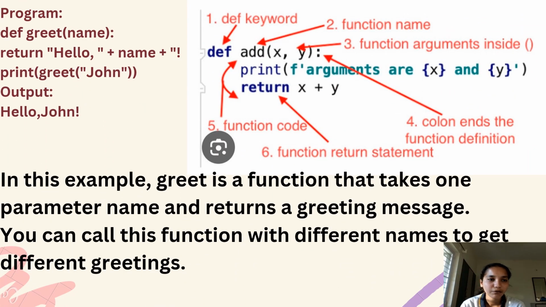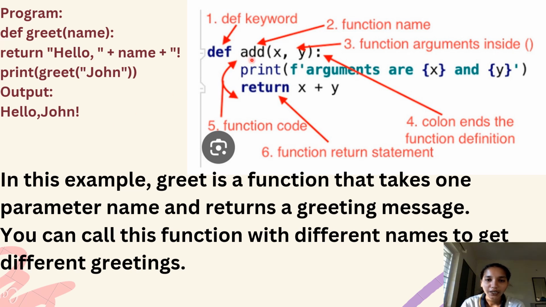Program to understand function. def greet(name): return "Hello " + name. print(greet("John")). Output: Hello John. In this example, greet is a function that takes one parameter, name, and returns a greeting message. You can call this function with different names to get different greetings.